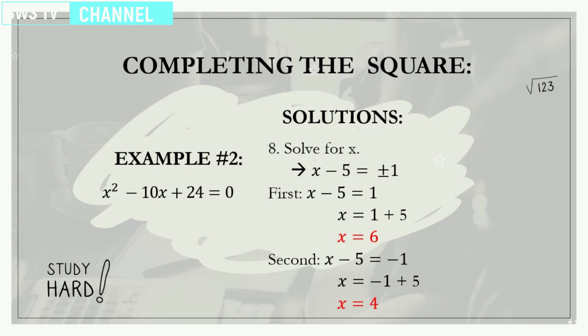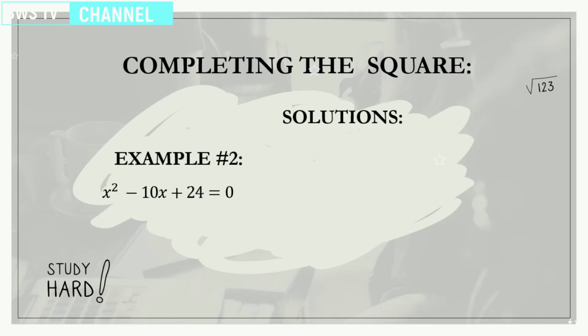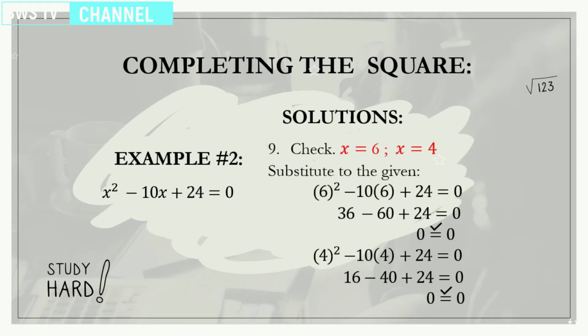Next, we solve for x. So positive 1 and negative 1. So first, x is equal to 6 and second, x is equal to 4. The checking. So our solution is correct. If you want to be sure your solution is correct, you can check it. If you are sure of your solution, then it's okay not to check also.